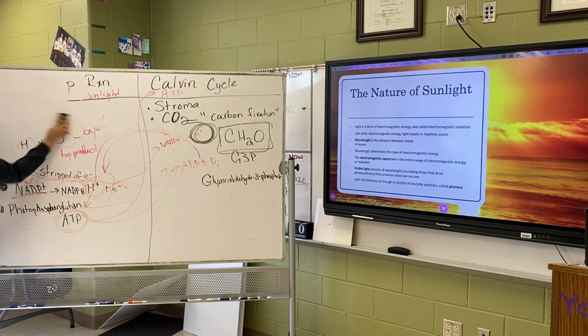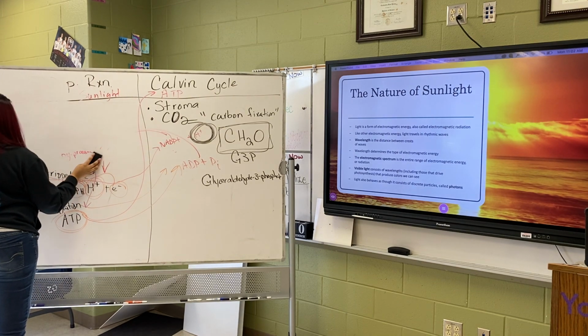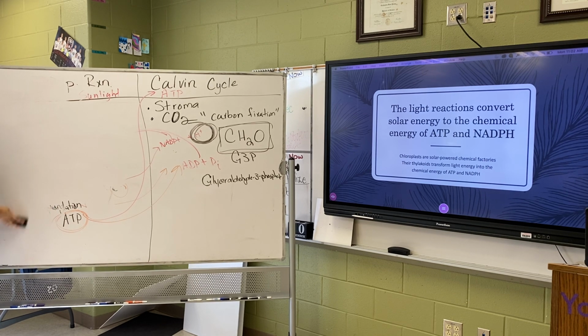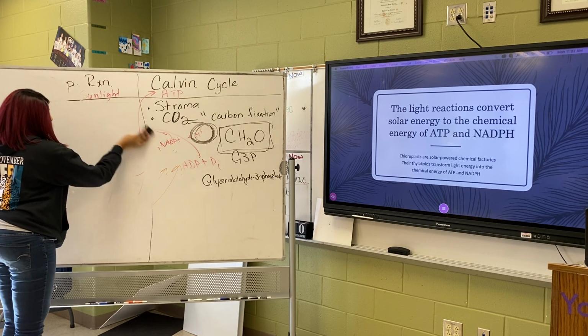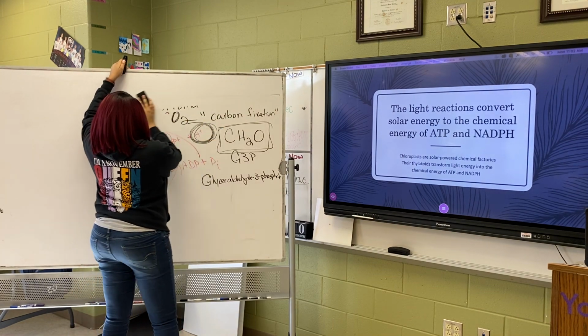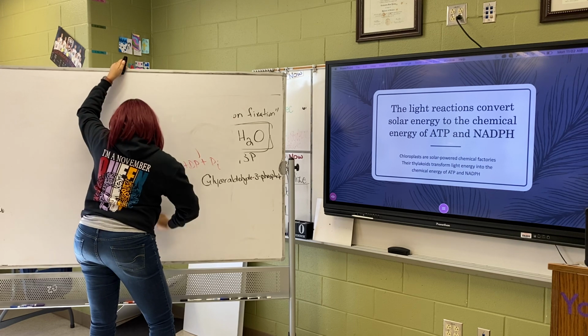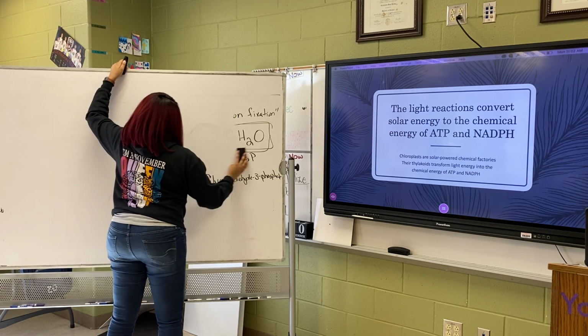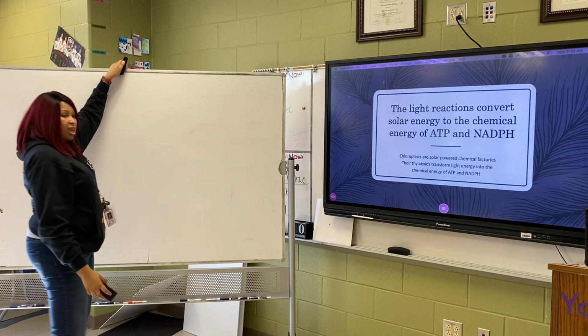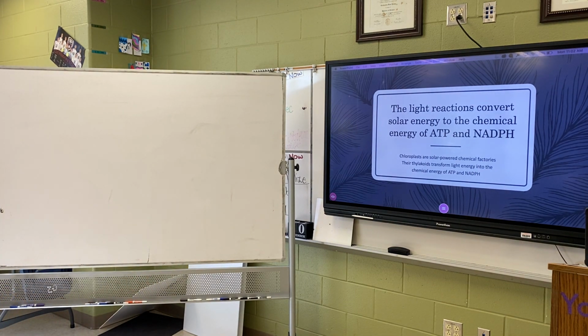All right, so let's talk about the light-dependent reaction, okay? If you look at the board, I'm erasing, so just pay attention to the board and not me. It tells you that light reactions convert solar energy to chemical energy of ATP and NADPH, okay? So light energy is going to be converted to the chemical energy found in ATP and NADPH. So at the end of the light-dependent reaction, the energy can be found in two molecules, ATP and NADPH.